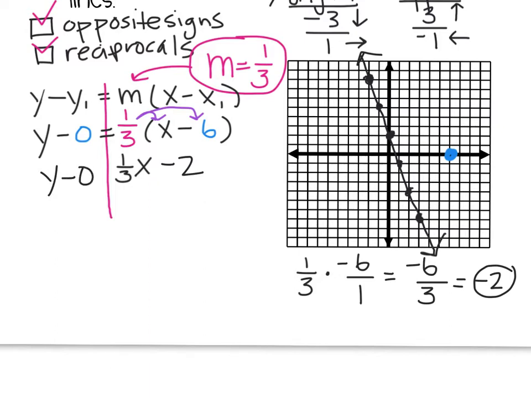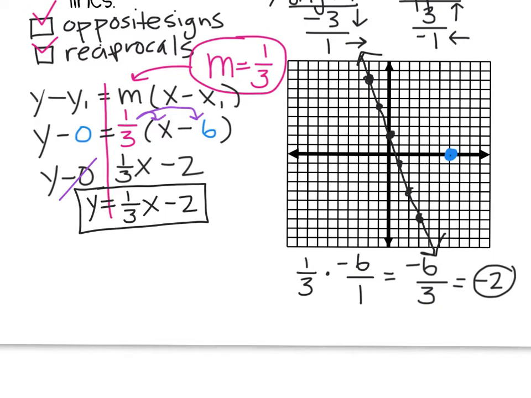I really don't have to do anything to this -0 because I can add 0 to both sides, which is kind of silly because it wouldn't really do anything. I think what I'm going to do is I'm just going to mark this sort of canceled right off the bat and rewrite my final equation, y equals 1/3 x minus 2. Now there's the math portion.